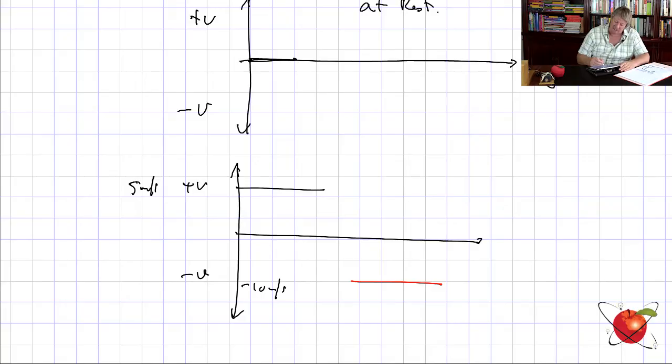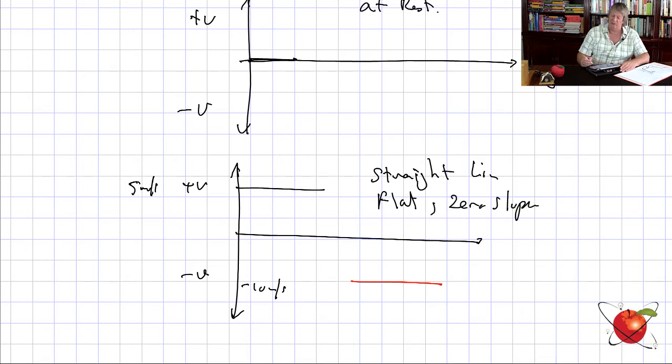But my velocity isn't getting bigger or smaller, which means it's a straight line, and it's flat. Zero slope. Okay? Which means no acceleration, constant velocity.